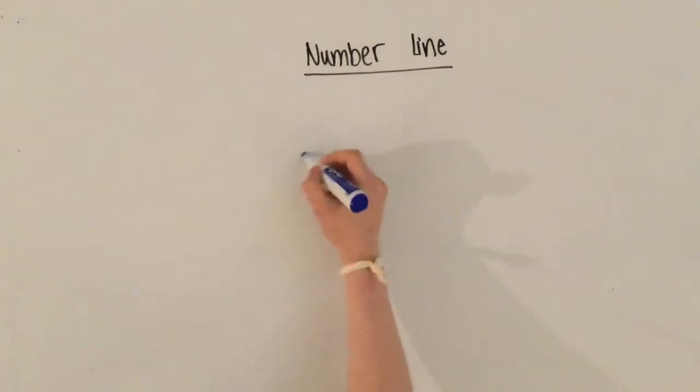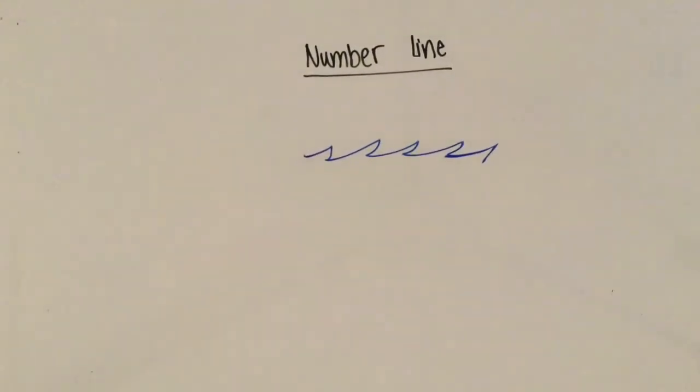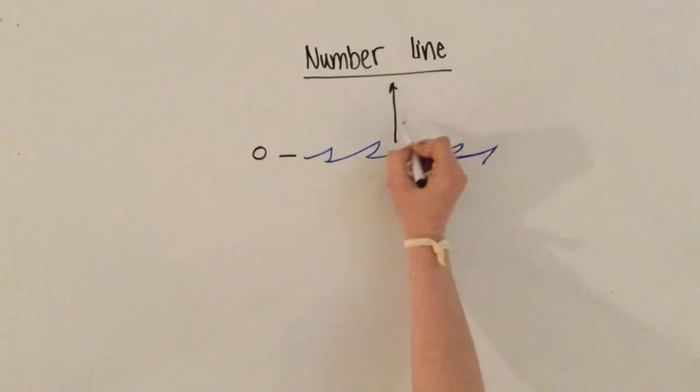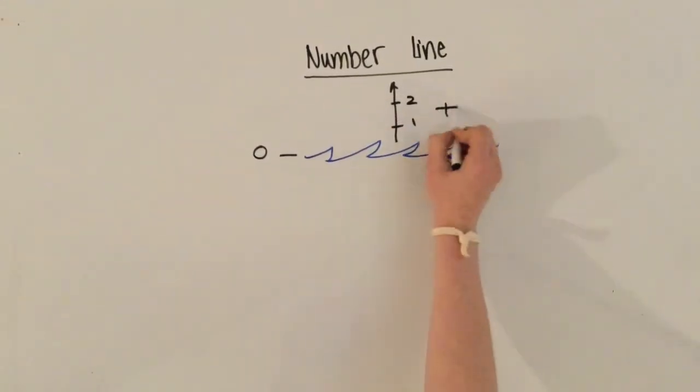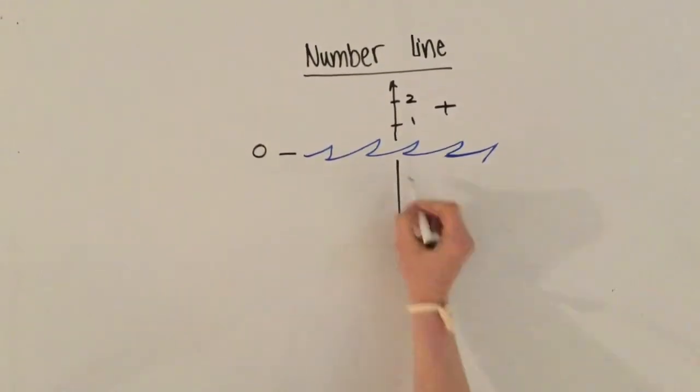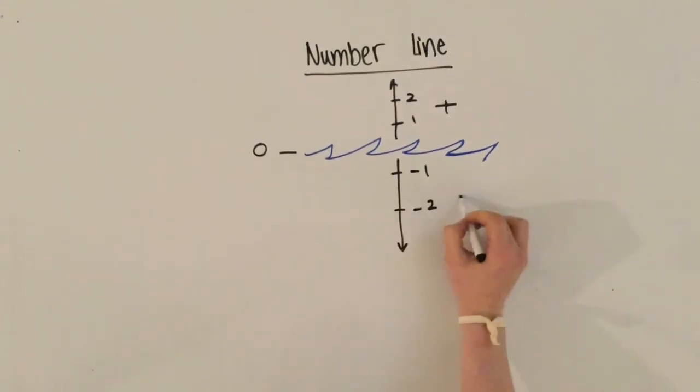To get a little clearer, imagine that 0 is the surface of water. When we count higher, the positive numbers get higher and higher, but when we count below, the numbers are going down and they're getting smaller.